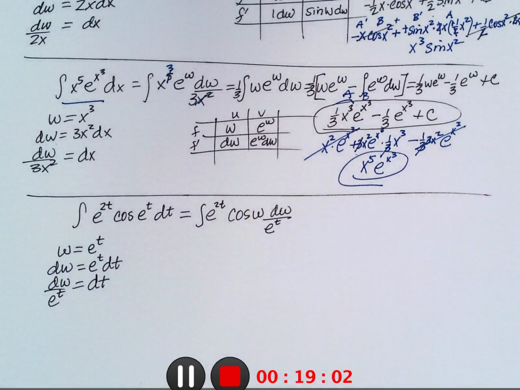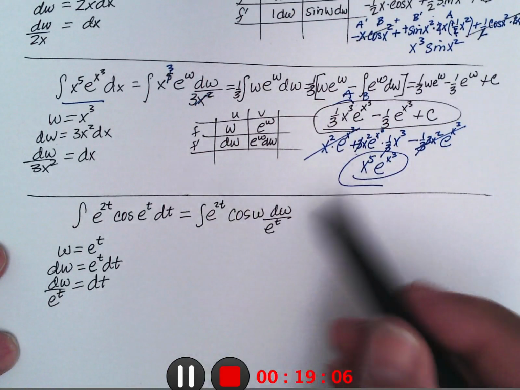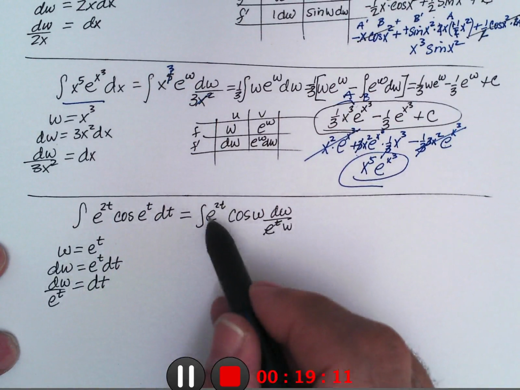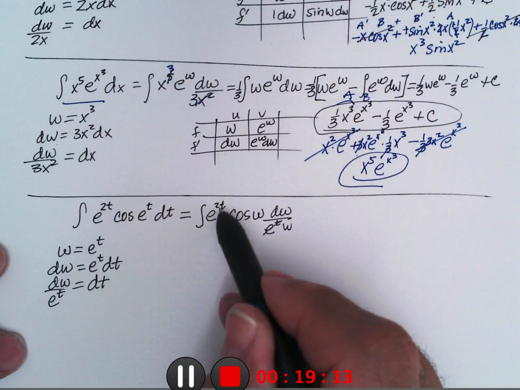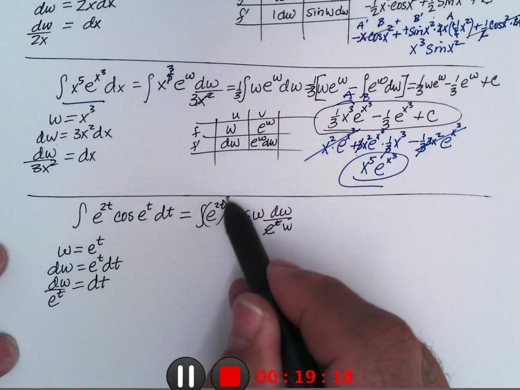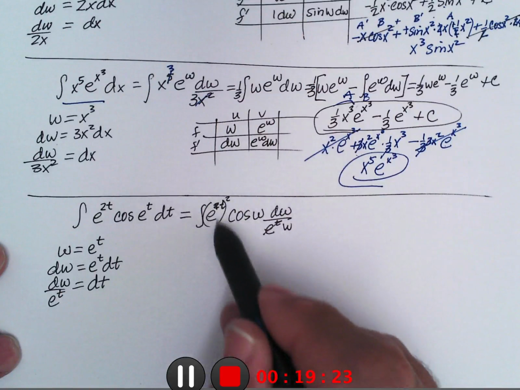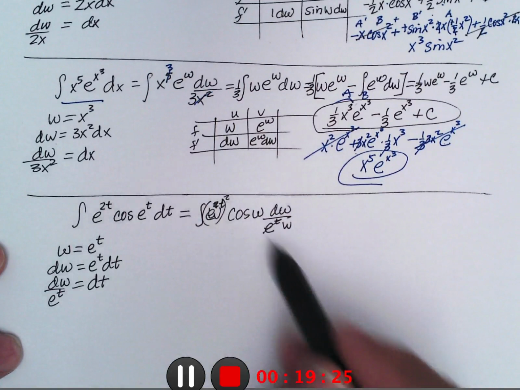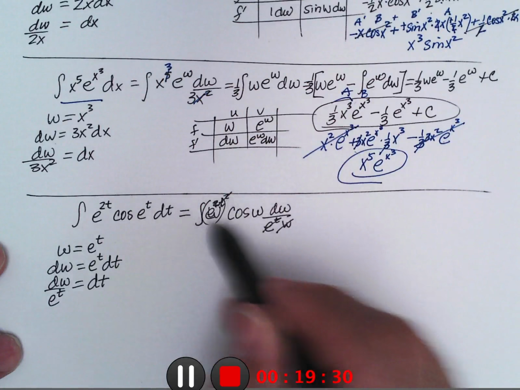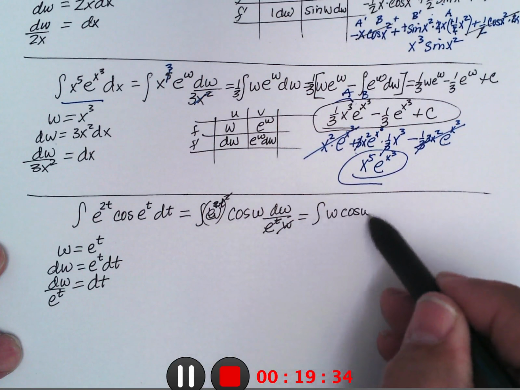Now, e to the t is w, and e to the 2t is e to the t quantity squared, because when you take a power to a power, you multiply. And so this is w squared. So this w cancels one of these w's, and I end up with the integral of w cosine w dw.